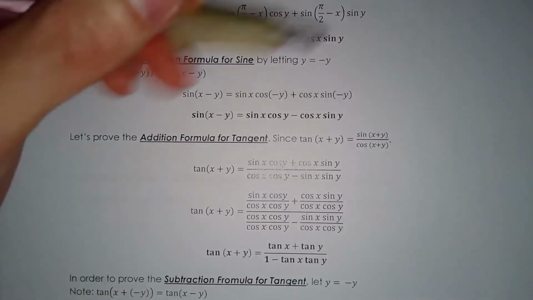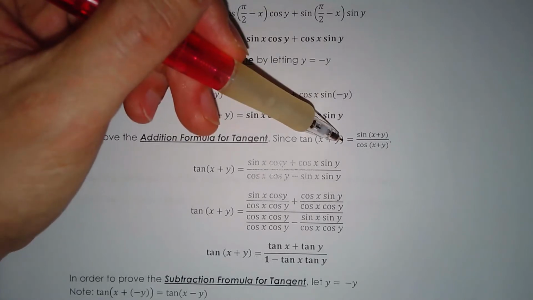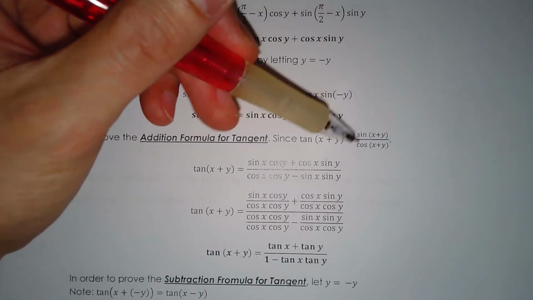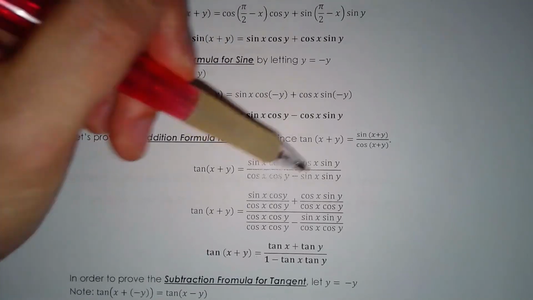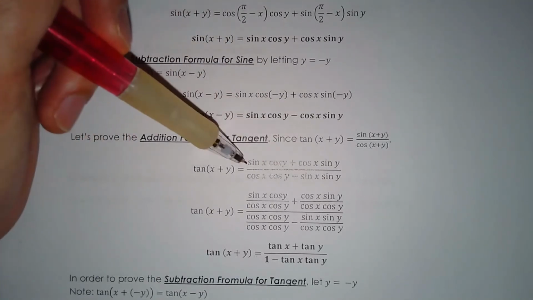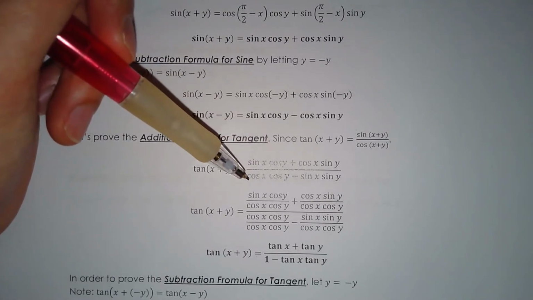So the addition formula for tan, you can think of tan as sine over cos. Using the addition formula for sine and for cos, you should be able to generate the addition formula for tan. So that's what we did here. The numerator is based on the addition formula for sine, and the denominator is from the addition formula for cosine.